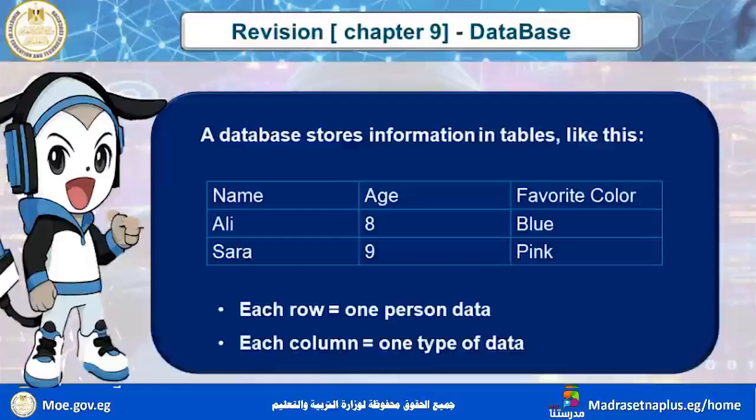Now look at the row. Row number 2 represents data for Ali, his name, his age, his favorite color. Row number 3 represents data for Sarah, her name, her age, and her favorite color. Each row is called record. Each column is called field. So database table consists of fields and records.